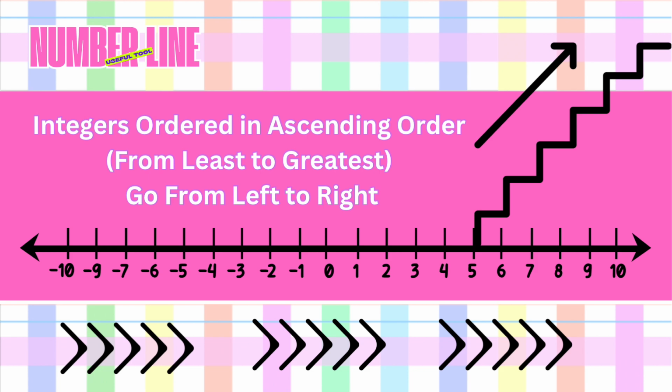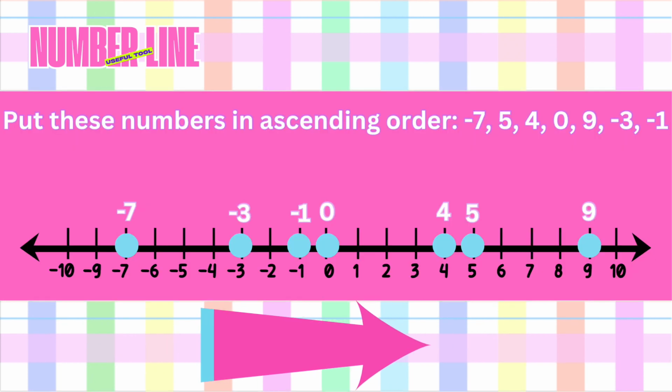When you're ordering integers in ascending order, remember this important tip. Move from left to right on the number line. The numbers on the left side of the number line are smaller, and as you move to the right, the numbers get larger. Let me give you an example to practice.